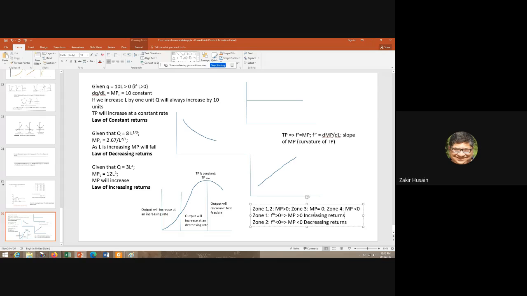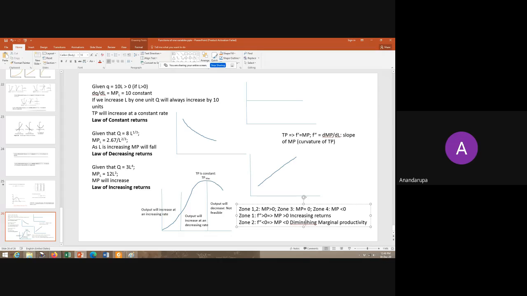Or you can say that this is the zone where you have diminishing marginal productivity.